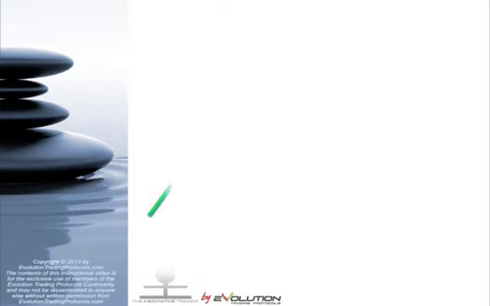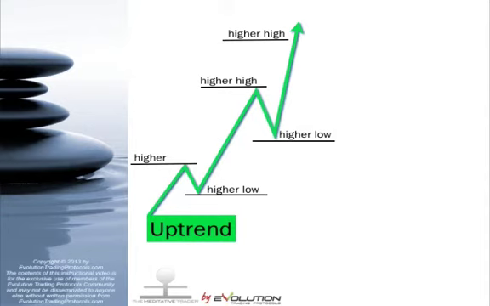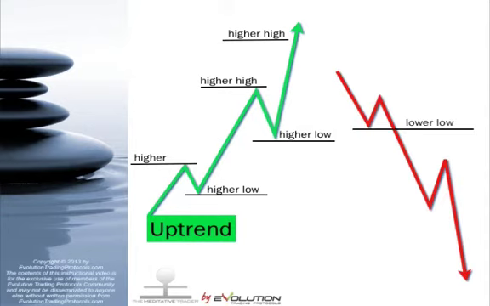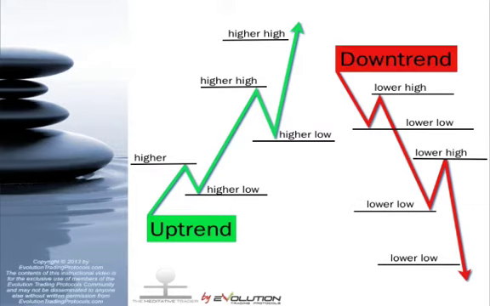When you look at any chart, you will be able to see if the successive peaks are higher or lower than the previous ones. If they are higher than the previous ones, we have an uptrend. If they are lower, we have a downtrend. Hence, an uptrend is defined as a series of higher highs and higher lows, while a downtrend is defined as a series of lower lows and lower highs.